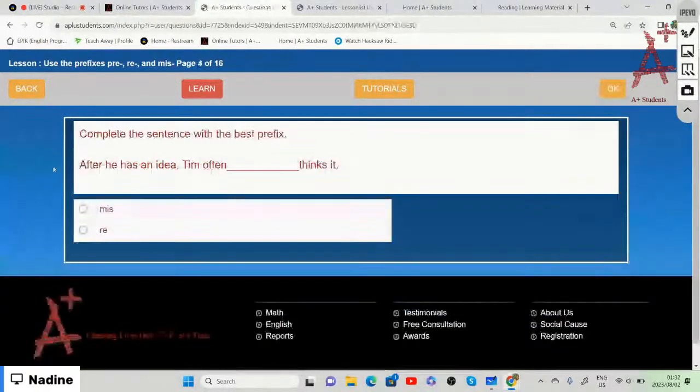And then lastly, after he has an idea, Tim often misthinks it or rethinks it. Oh, this one is quite tricky, right? Because after he has an idea, right? So he has an idea. So Tim often misthinks it or do you rethink it? So you need to choose the best one. Do you misthink it or do you rethink it?